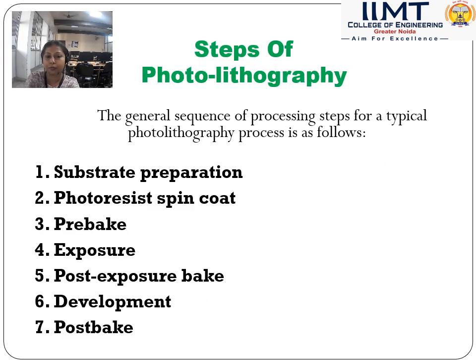Then the steps of photolithography. Here is the simple process explaining how the photolithography technique is carried out. The general sequence of processing steps for a typical photolithography process is as follows. The first point is substrate preparation. We already know that by using raw materials, silica and carbon, we obtain our substrate, which is also known as the silicon wafer.